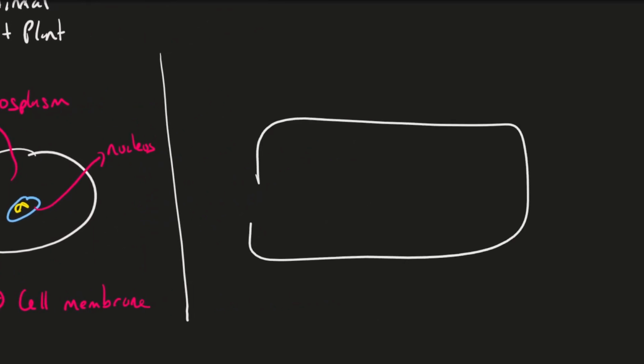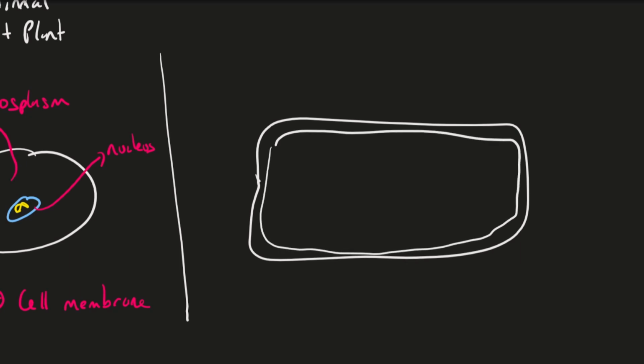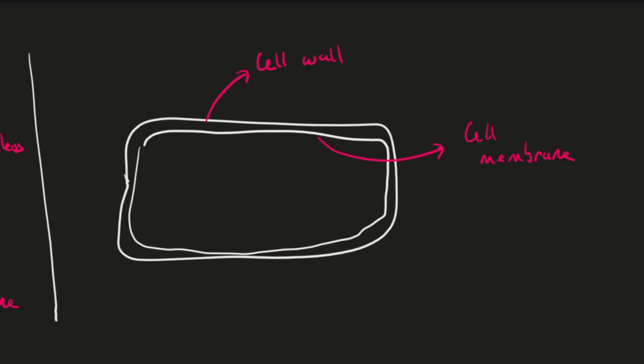So let's draw it out. The first thing we have is this double layer on the outside. You're probably thinking, what is this? Well, this is actually the cell wall. Eukaryotic cells don't have a cell wall, but prokaryotic cells do. And on the inside of the cell wall, just like a eukaryotic cell, you do have your cell membrane. So that's all good.